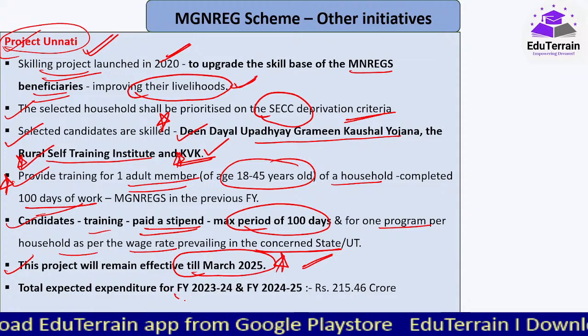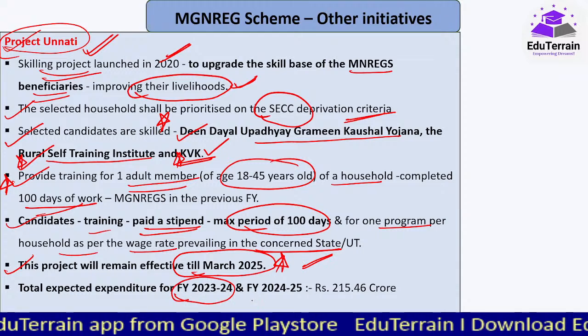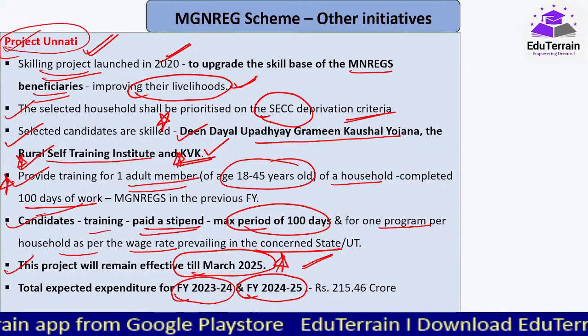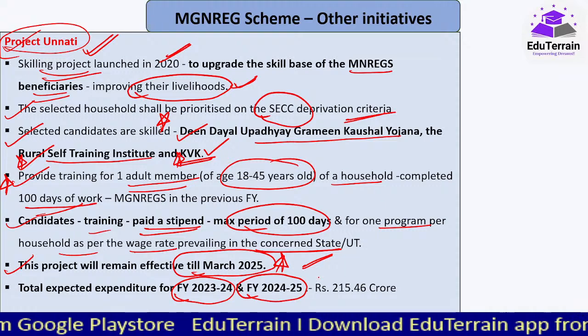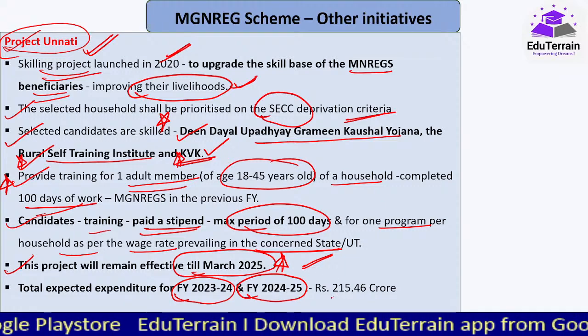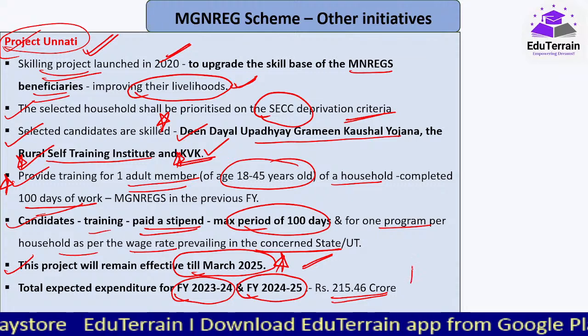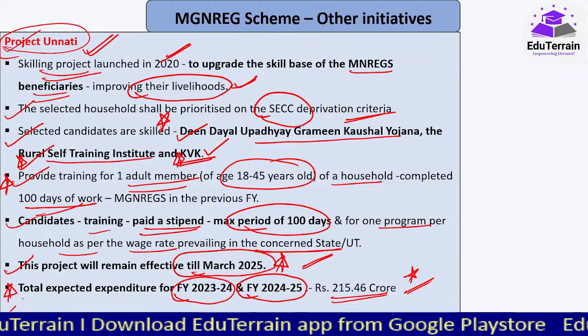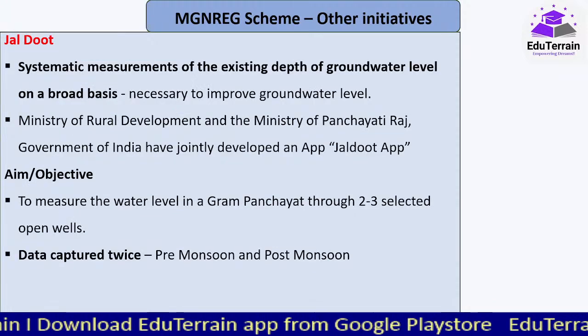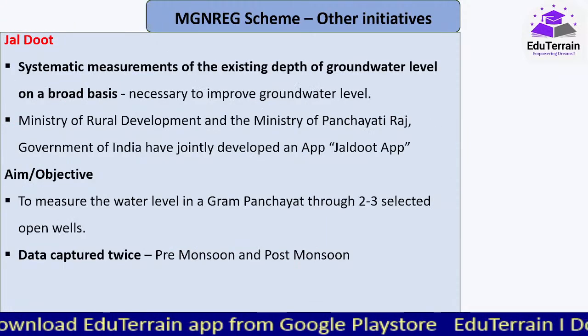And for last year, that is financial year 2023, and this year, financial year 2024-25, the total expected expenditure under this project Unnati is 215.46 crores. Okay. Important, again, all these points are very, very important because these are all the latest figures.